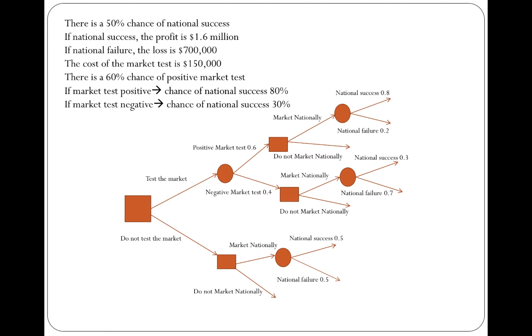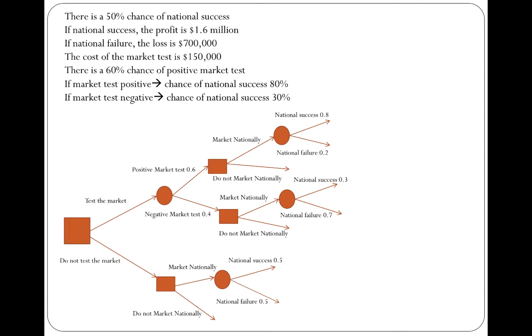That's the structure of the decision tree, and we want to know which set of these decisions is the best one to go with. After developing the structure of the decision tree, the next step is to find the monetary value associated with each one of these terminal branches. So let's see what the monetary value associated with the first terminal branch is.